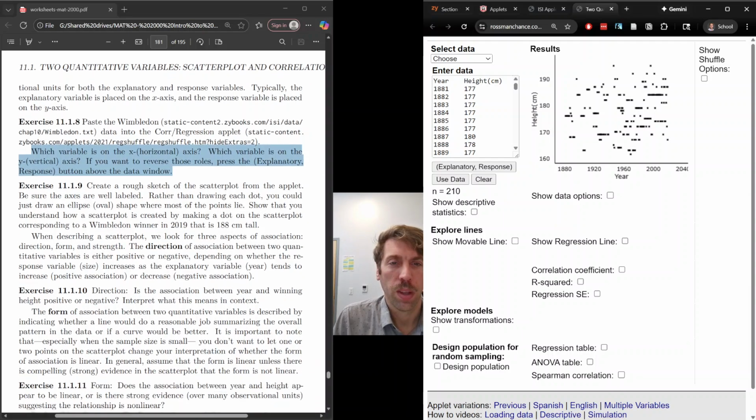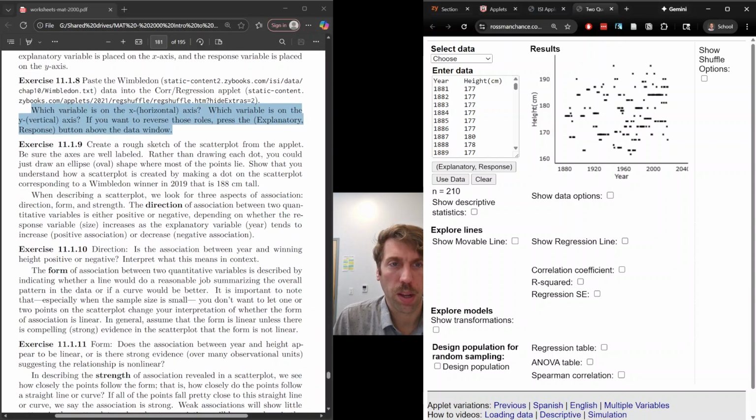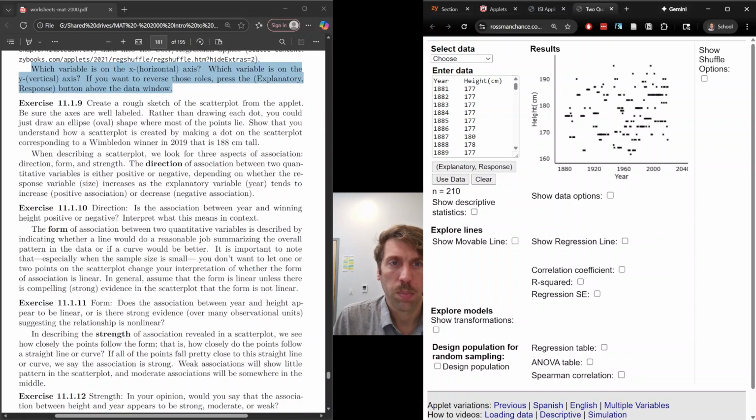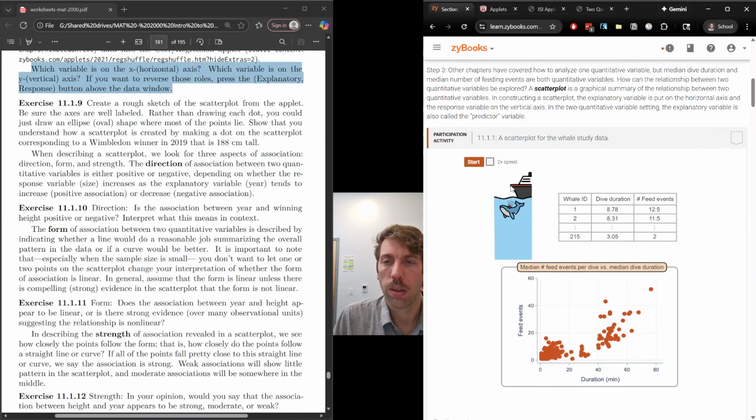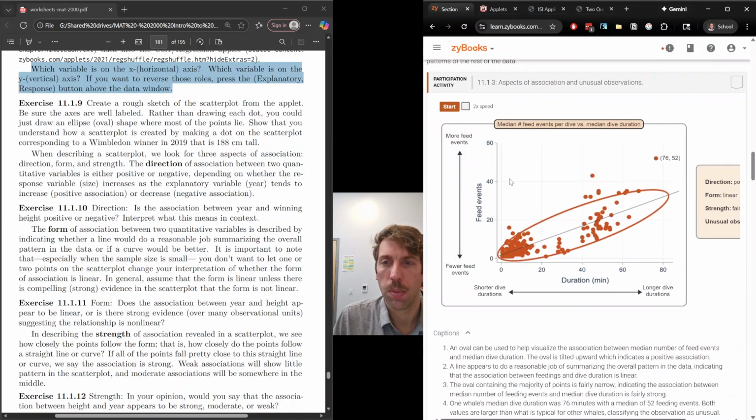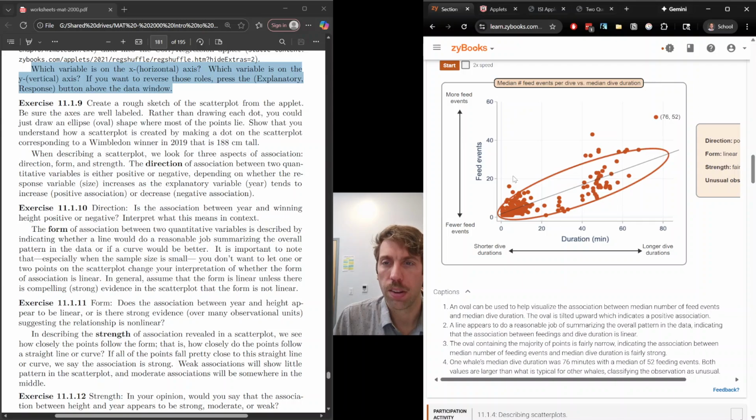All right. Create a rough sketch of the scatter plot from the applet. Be sure the axes are well labeled. Rather than drawing each dot, you should just draw an ellipse shape where most of the points lie. Show that you understand how a scatter plot is created by making a dot on the scatter plot corresponding to the Wimbledon winner in 2019, who is 188 centimeters tall. You don't have to draw all the dots. We're looking for the oval that gives you the main idea of the trend.